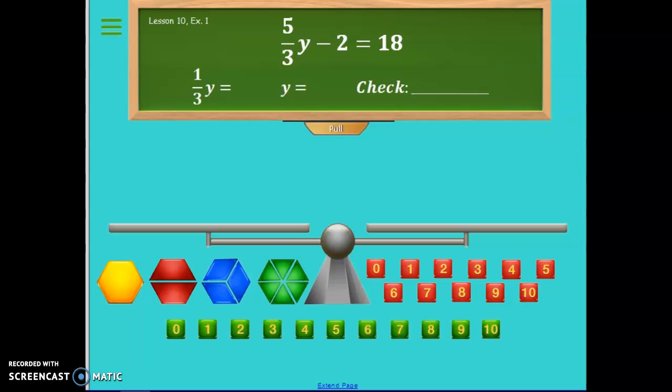Our equation says 5/3 y minus 2 equals 18. So now we will perform the original physical setup by grabbing 5/3 of y, and then it tells us to take away 2. And we cannot take away 2 because there is not 2 there to take away.